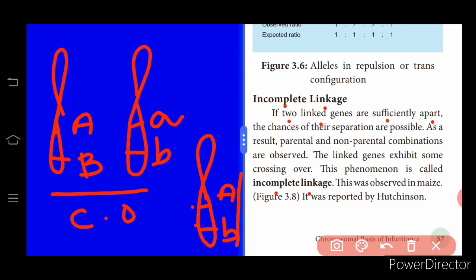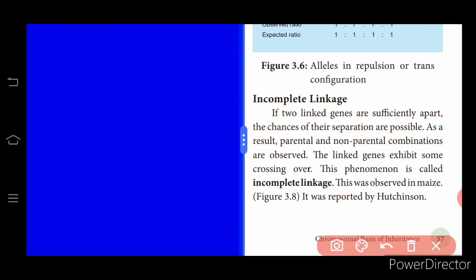There are chances of their separation being possible. As a result, parental and non-parental combinations are observed. The linked genes exhibit some crossing over, and this phenomenon is called incomplete linkage. This was observed in the maize plant, and it was reported by Hutchinson. So the maize plant shows incomplete linkage, reported by Hutchinson.